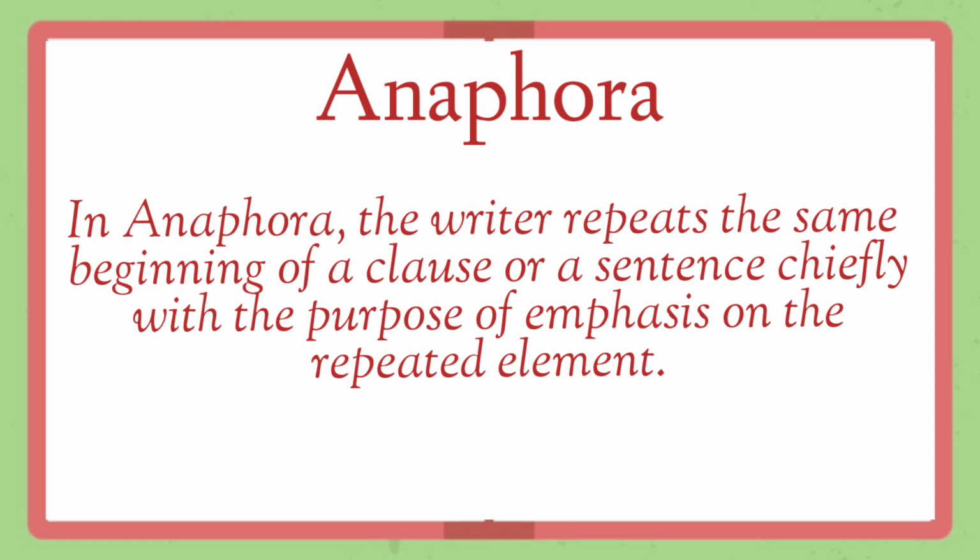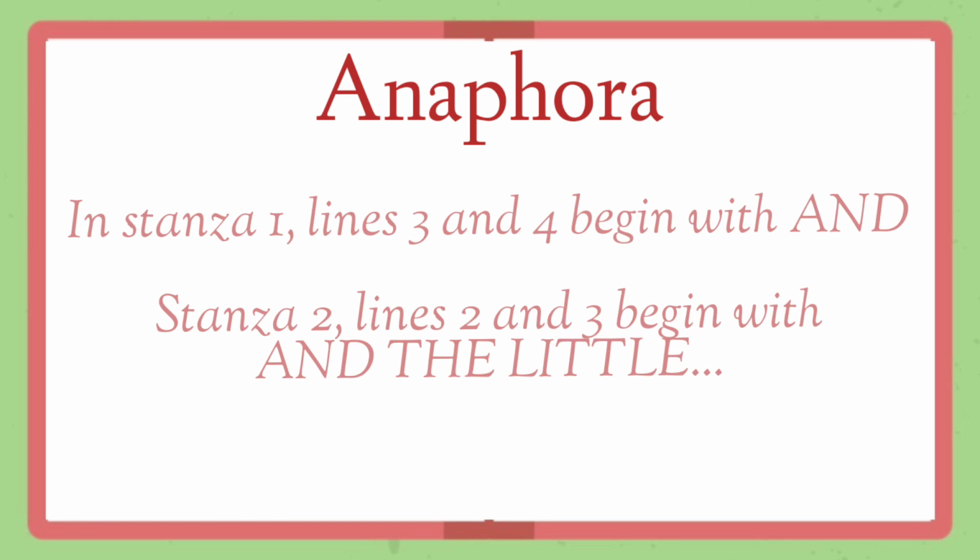Then the poet has also used anaphora, and anaphora is a literary device in which the writer repeats the same beginning of a clause or a sentence, chiefly with the purpose of emphasizing on the repeated elements. So we see that in stanza 1, lines 3 and 4 begin with "and", and in stanza 2, lines 2 and 3 begin with "and the little".